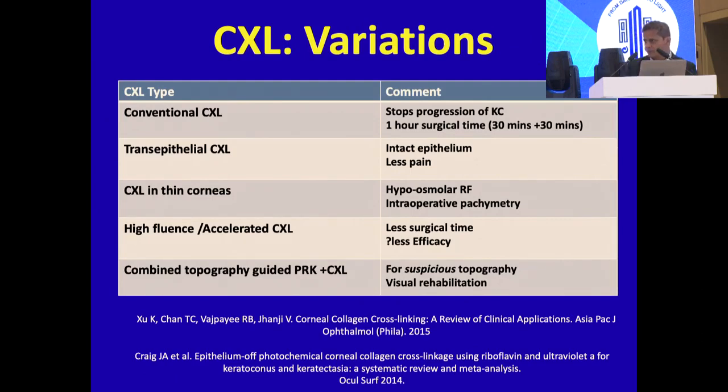For those of us who are doing collagen cross-linking, there are multiple presentations this morning. There are different iterations of the technique. You can do a conventional cross-linking, takes a long time. You can accelerate the process by increasing the energy and decreasing the time. You can also perform cross-linking in thinner corneas. The recommendation is not to touch the corneas less than 400 microns.